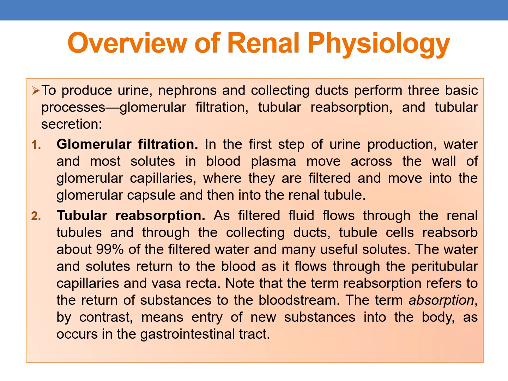Coming to the overview of renal physiology, to produce urine, nephrons and the collecting ducts perform three basic processes. They are glomerular filtration, tubular reabsorption, and tubular secretion. First of all, glomerular filtration. In the first step of urine production, water and most solutes in the blood plasma move across the walls of the glomerular capillaries, where they are filtered and move into the glomerular capsule and then into the renal tubule.